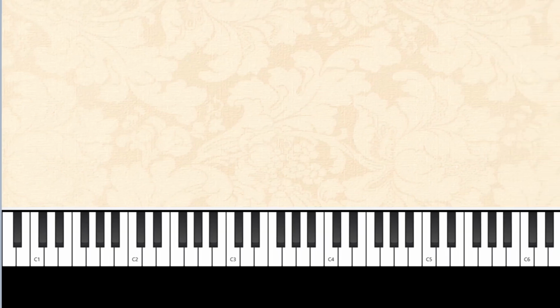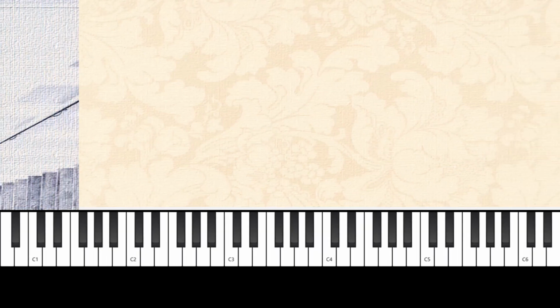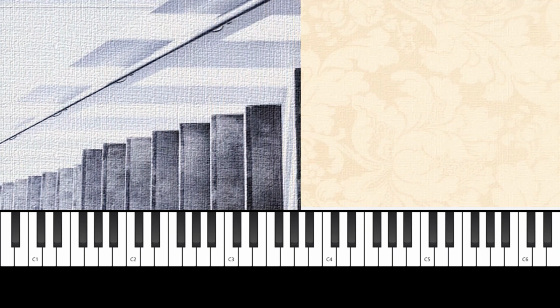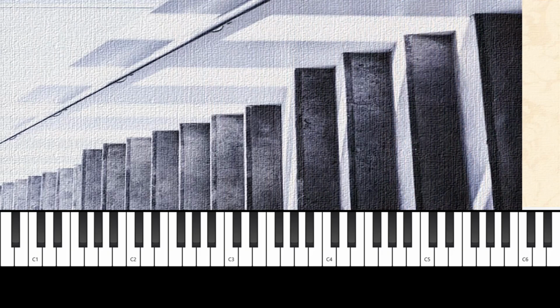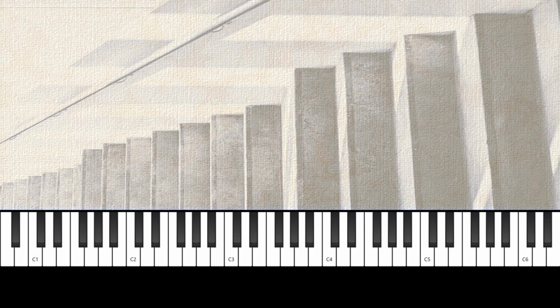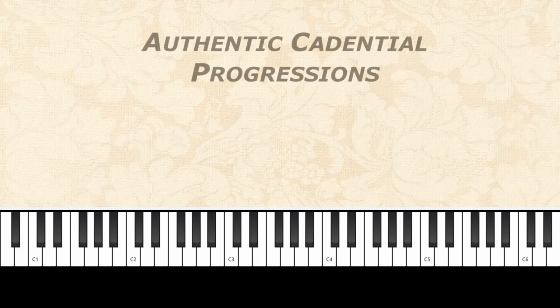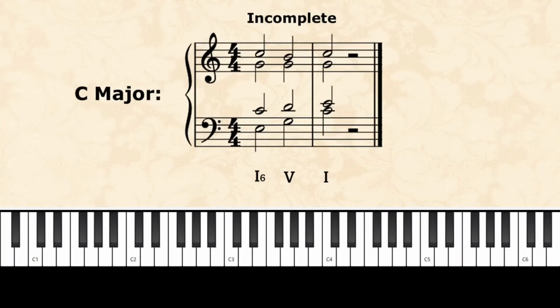Cadential progressions. A cadential progression is the succession of chords that lead to a cadence and prepare its conclusive role. Perfect and also imperfect authentic cadences are preceded by authentic cadential progressions, which can be classified in two types, complete and incomplete.